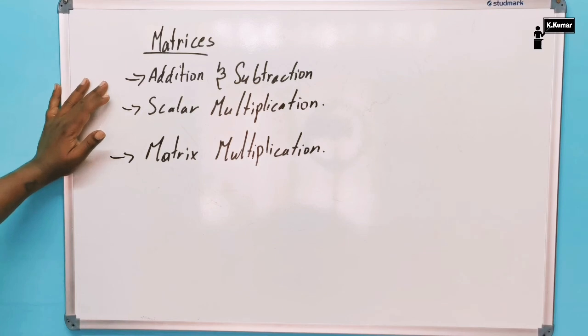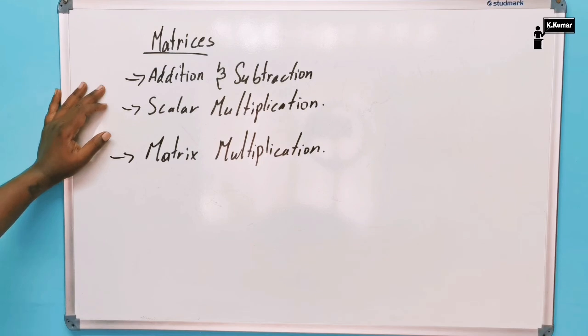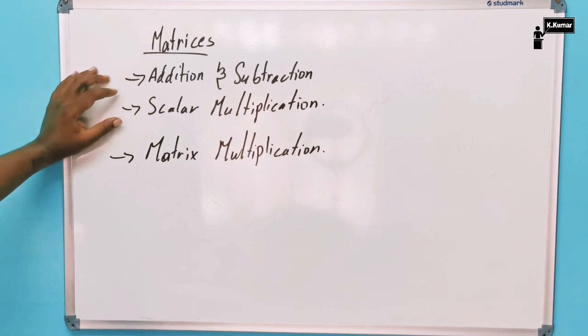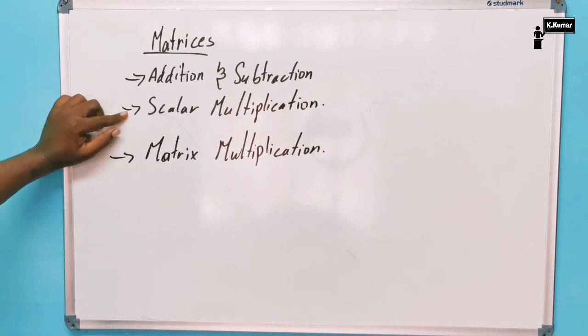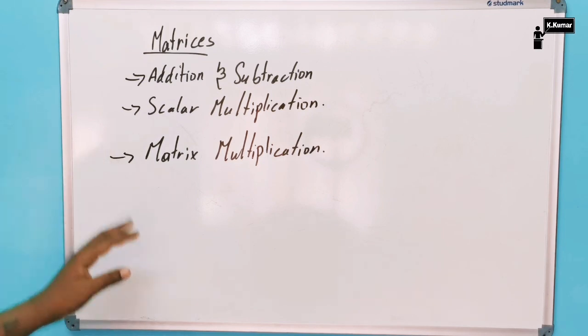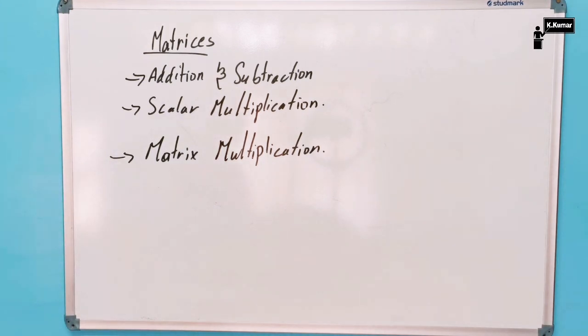We looked at addition and subtraction, where we said that we could only add and subtract matrices with the same order, and we're adding and subtracting corresponding elements. We looked at scalar multiplication, which is a constant being multiplied to a matrix. It could be a whole number, it could be a fraction, it could even be a negative number. And then we looked at matrix multiplication, where in order to solve this, you multiply row by column: first row to first column, then first row to second column, second row to first column, and then second row to second column, and then you simplify to get your answers.